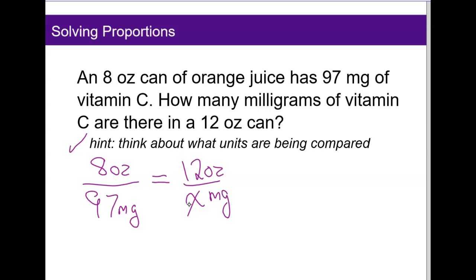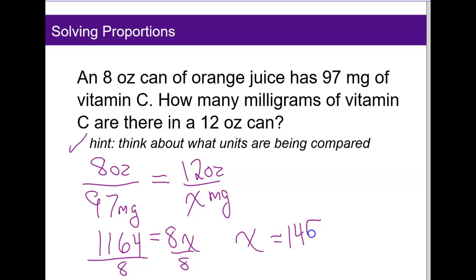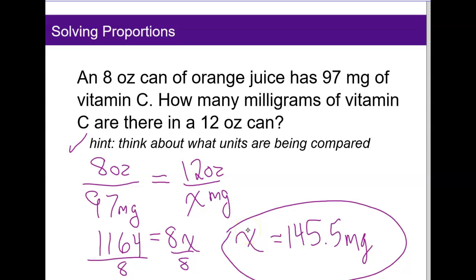So to solve this proportion, I am going to cross multiply. 97 times 12 is 1,164. And then 8 times x is just 8x. I'm going to divide both sides by 8. And I'm going to find out that x is equal to 145.5 milligrams. Let's see if that makes sense. In 8 ounces, there's 97 milligrams. 12 ounces, 145.5 milligrams. Yep, that is logical.